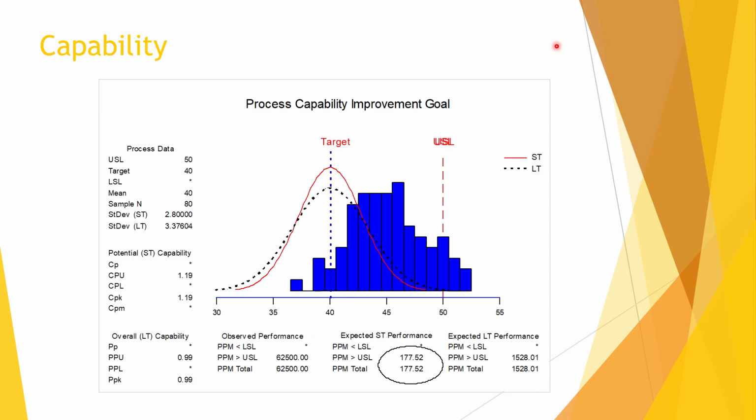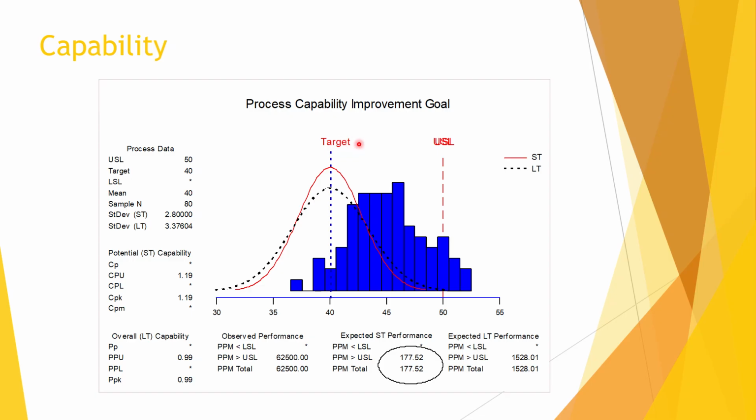If CPK, CPU, and CPL are equal, the process is centered at the exact midpoint of the specification limits. Compare your values to benchmarks to determine whether to improve your process. Many industries use benchmark values of 1.33. So you can tell these are not 1.33, and that's evident even if you look at it visually: all of these data points are surpassing the USL, which is not good.